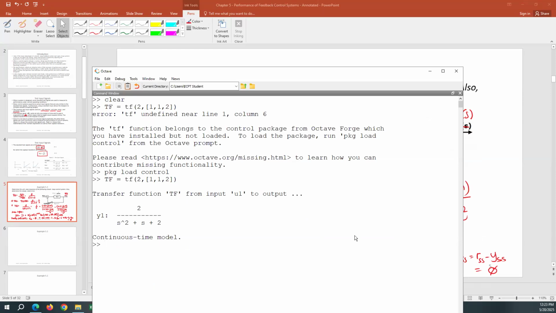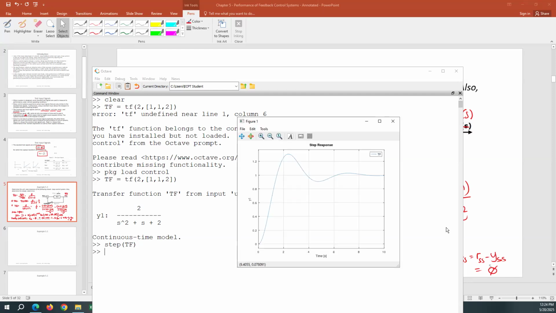And then we have a command, step, to plot the step response. If you just do step of the transfer function, it's going to plot the step response, or you can also give a time vector after that, and it's going to plot for that time vector. If you don't give a time vector, it's just going to plot for the default time vector. I don't know what the default time vector is, but let's see. If you do step of tf, then it's going to plot the step response. It is going up to 10 seconds, so about 5 time constants.